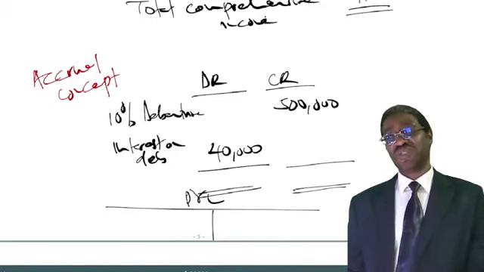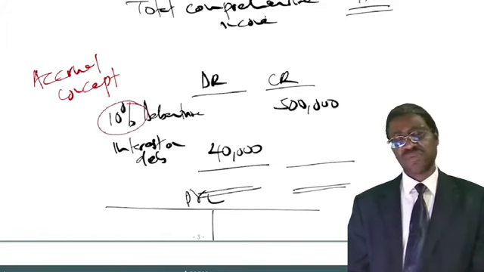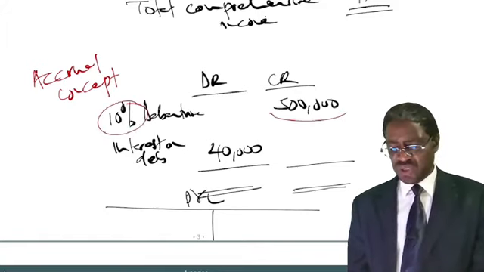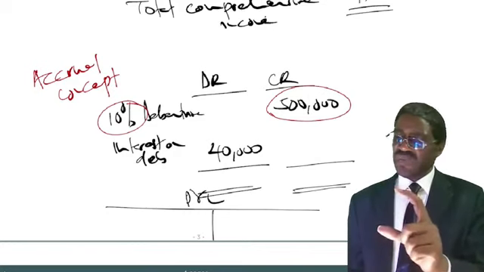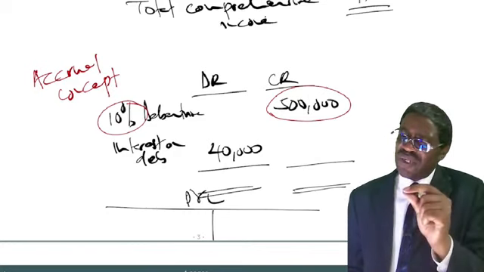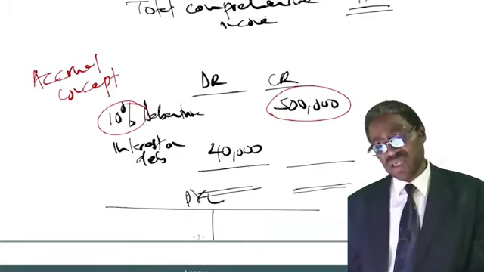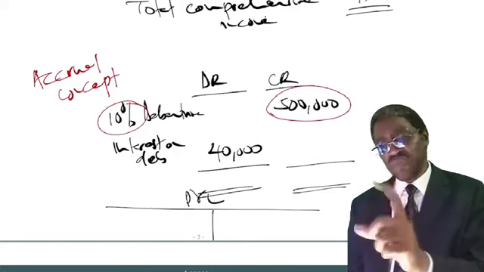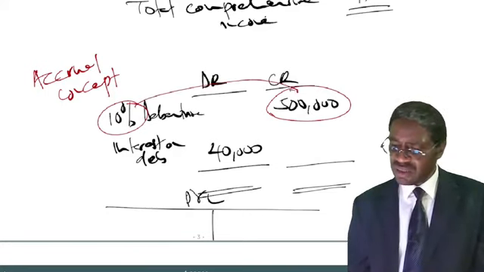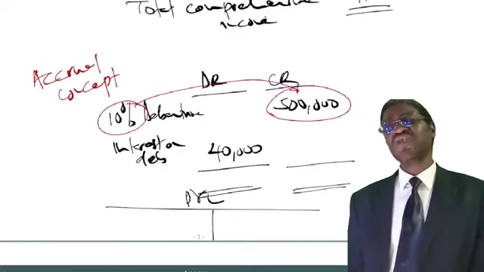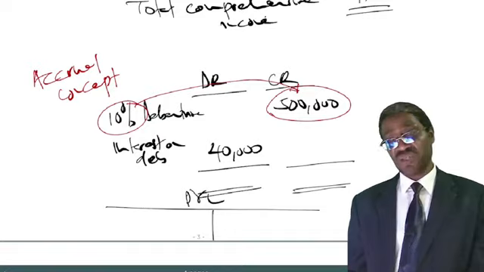For example, this company has a 10% debenture whose value is 500,000. It means that you as a company, every year you are required to pay your debenture holders an interest at 10%. 10% of 500,000 is 50,000.